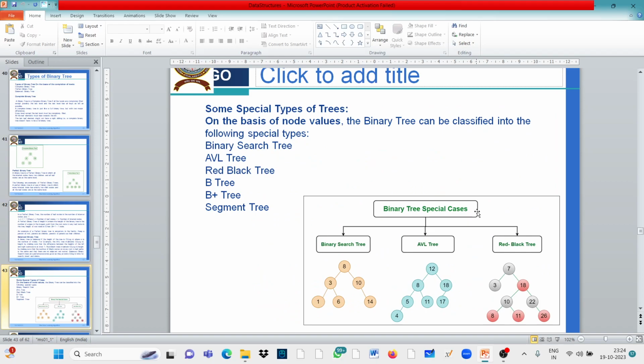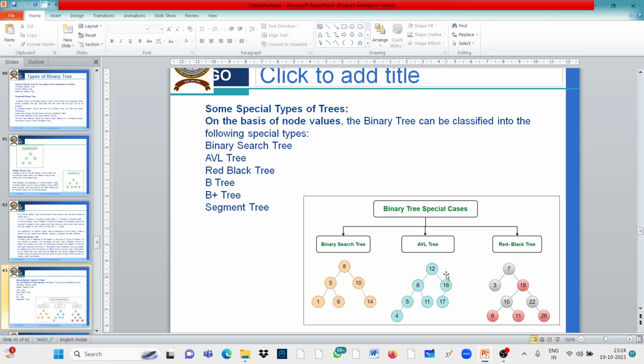And there are some special types of trees like the binary search tree, the AVL tree, the red black tree, the B tree, B plus tree and segment tree. In this binary search tree, the root node is 8, on the left hand side 3 is less than this, and to its left 1 is less than that one, and 6 is greater than 3 but less than 8. Then 10 is greater than 8 and 14 is greater than 10, so this is a binary search tree.